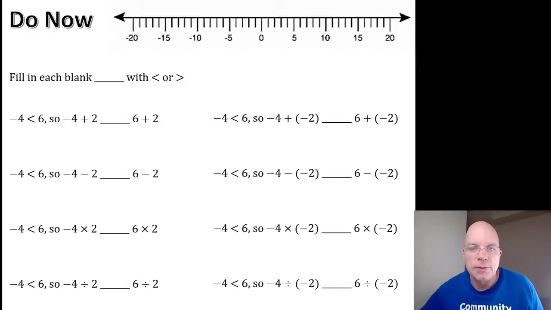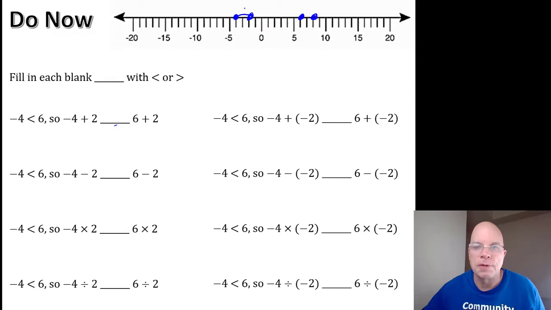Okay, I do a thing on our number line in the classroom that I'm not going to be able to do here, but I'm going to try to show you what I mean. So -4 is less than +6 because it's way to the left of +6. But if you add 2 to -4, then it moves here. If you add 2 to +6, it moves here.